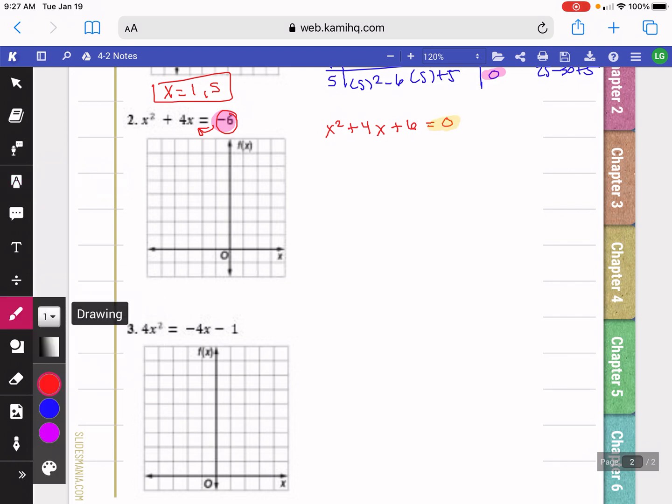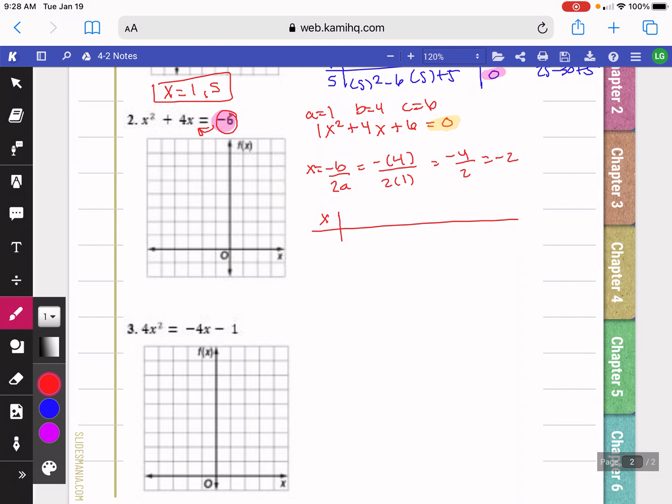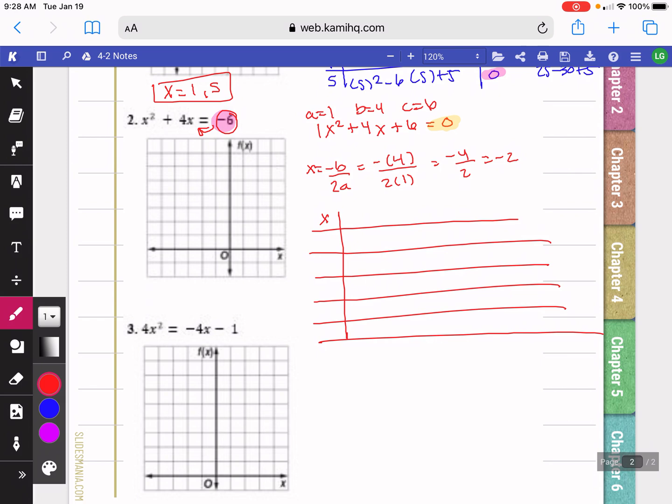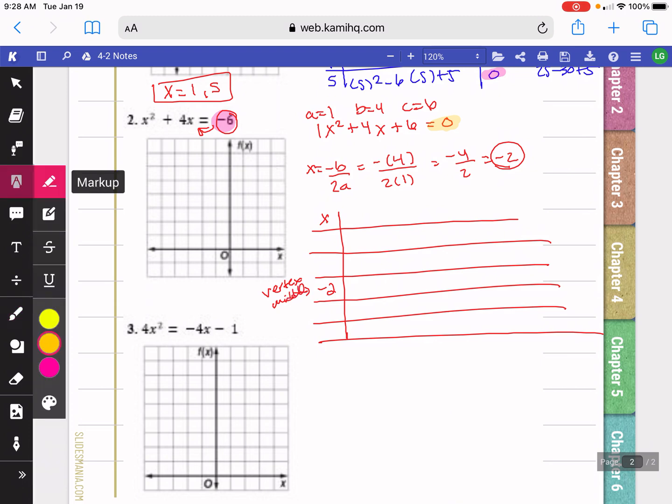So now I'm going to label my a, which is 1, my b is 4, and my c is 6. And I can plug into the formula, x equals negative b over 2a. So plugging in 4 for b, 1 for a. If I work that out, I get negative 2. Now, your next step is to make your table of values with these 5 points. And then our negative 2 goes in the middle because it's part of the vertex. So again, that negative 2 that we got here, we're putting that in the middle.